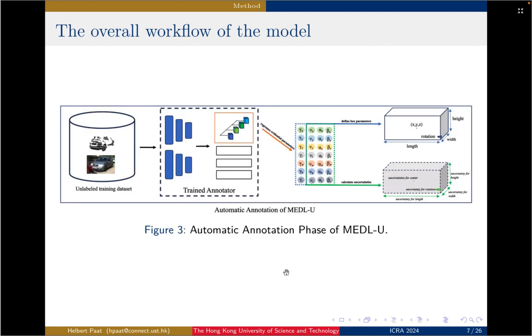In the second stage, we have the automatic annotation phase of MEDAL-U. With the trained autolabeler, we employ it to predict the 3D bounding boxes and the uncertainty values for the remaining unlabeled data. And finally, for the third stage, which is the downstream training of 3D detectors, we leverage the 3D bounding boxes that are predicted by the autolabeler and the uncertainty estimates to train a downstream probabilistic 3D detector.